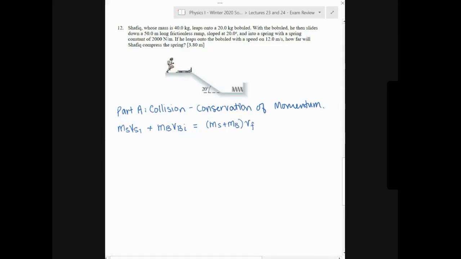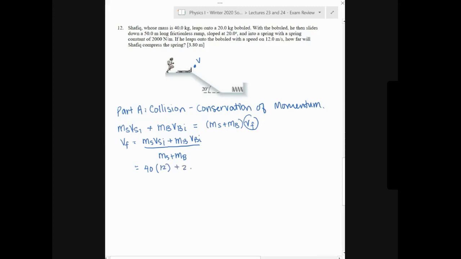And then we're solving for the final velocity, which is just the velocity that they have when they're at the top of the hill here. Okay, so that's what we're going to find first. So I'm going to rearrange to solve for that. Or you can plug in your numbers right now if you'd rather do that. And we know the masses, and we know his initial velocity was 12.